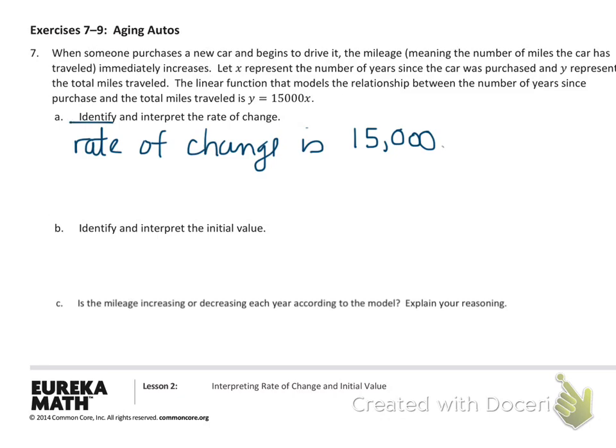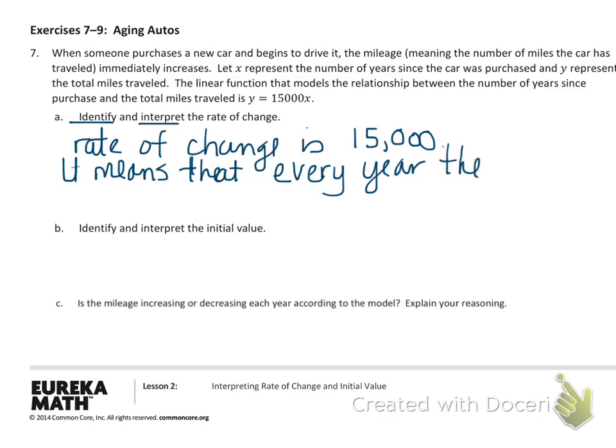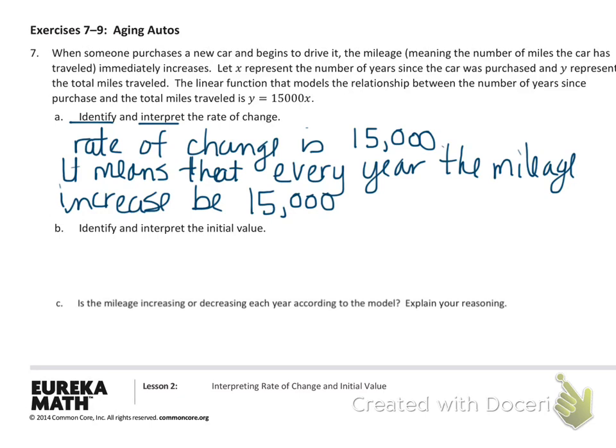Okay, so that's the identify part. I identified the rate of change as 15,000, but now I need to interpret the rate of change. So how am I going to say that? It means that every year, so in 1 year, every year the mileage increases, and we can see that by this being a positive slope, increases by 15,000.